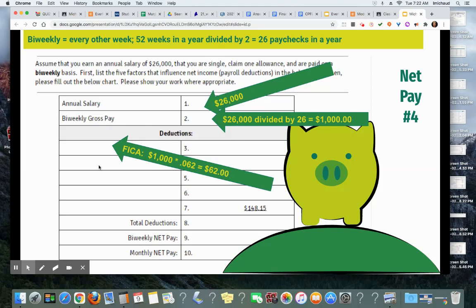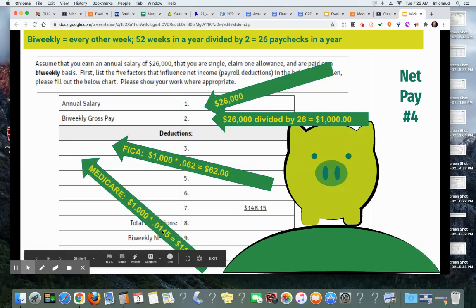And next will be Medicare. Do you remember the percent withdrawn for Medicare? That's 1.45%. So you want to take the same 1,000 and multiply it by 0.0145, and the amount will be $14.50. Please record this on your handout and also how to do this so you can refer back to it. Don't hesitate to take a screenshot of this or even just pause it as you work.